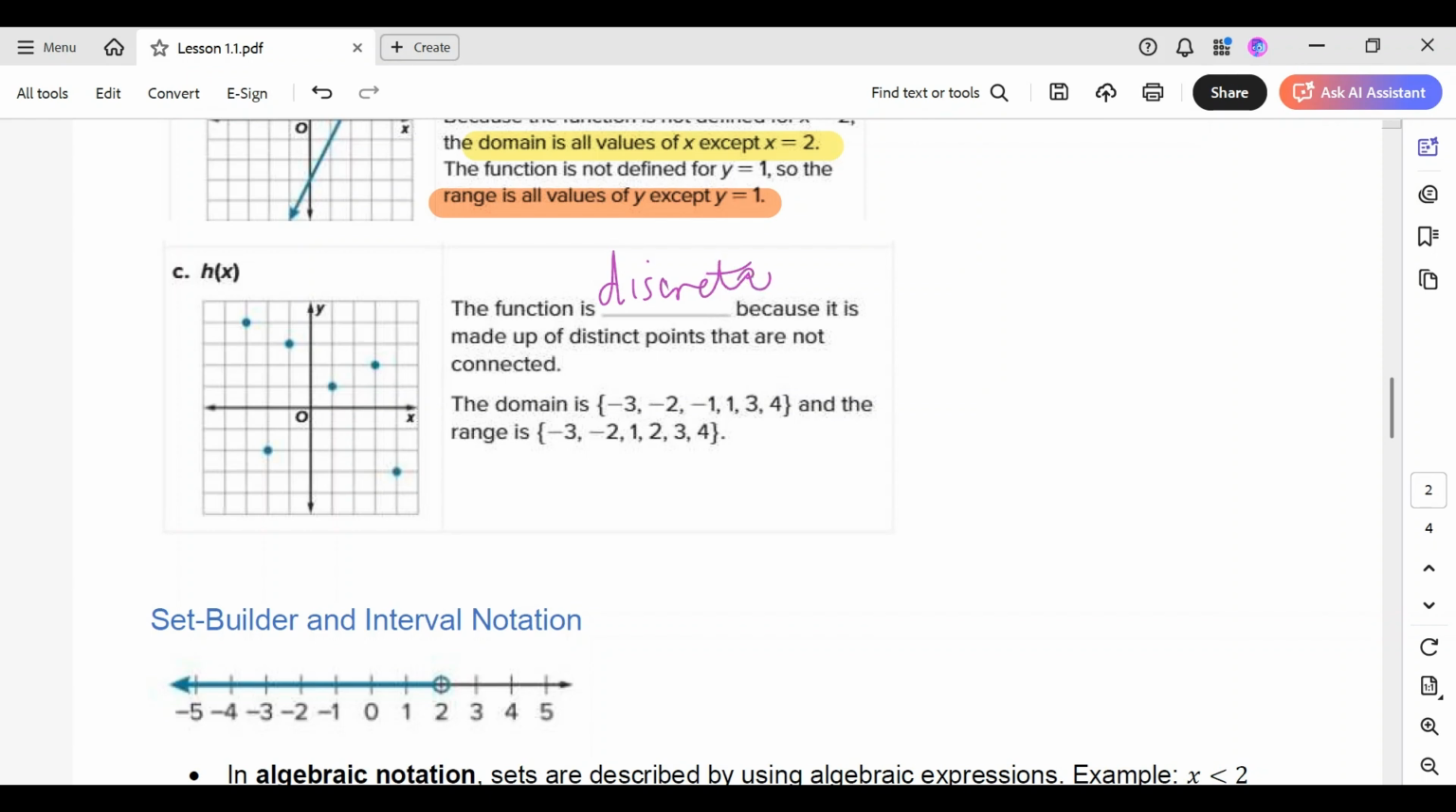When we go to assign the domain, you actually have to put all the values that we see. So our domain is going to be the set of -3, -2, -1, 1, 3, 4. And then the range is going to be the values that the y values are from those ordered points: -3, -2, 1, 2, 3, and 4.